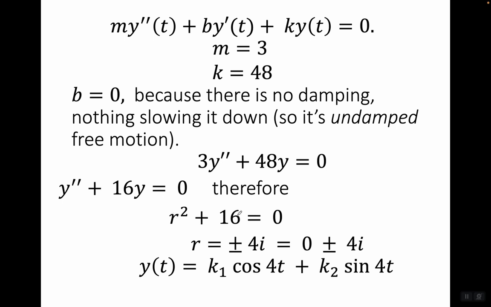This is going to be r squared plus 16 equals 0. So the solution, because r squared equals negative 16, r is going to be plus or minus 4i. In other words, 0 plus or minus 4i. That leads to a solution of the form y equals k1 cosine 4t plus k2 sine 4t.